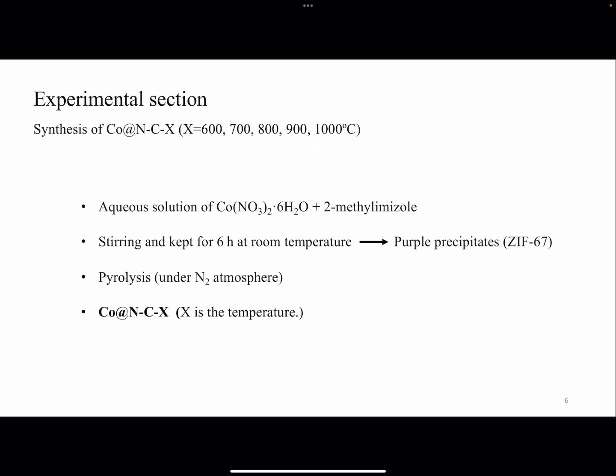Second, these ZIF67 materials underwent pyrolysis under a nitrogen atmosphere. We tested 5 different temperatures ranging from 600 to 1000 Celsius degrees. We name these samples Co@NCX, where X is the temperature.